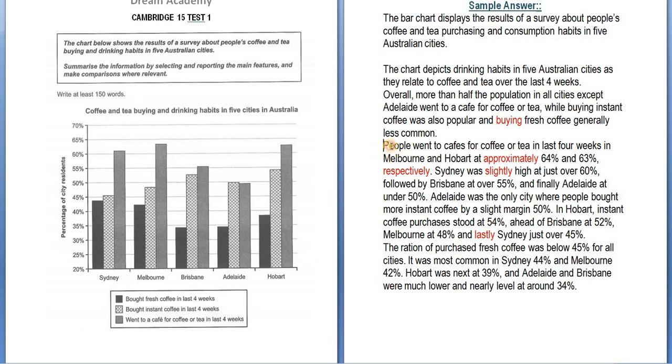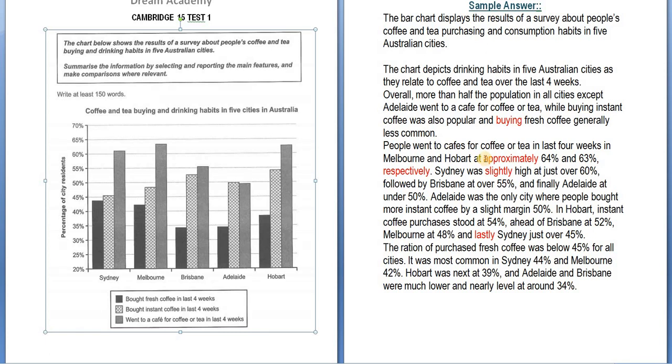Then people went to cafes for coffee or tea in the last 4 weeks in Melbourne and Hobart. So now we are discussing Melbourne and Hobart. So here is the Melbourne and Hobart. So look at the bar chart of Melbourne and Hobart. So here, at approximately 64% and 63% respectively.